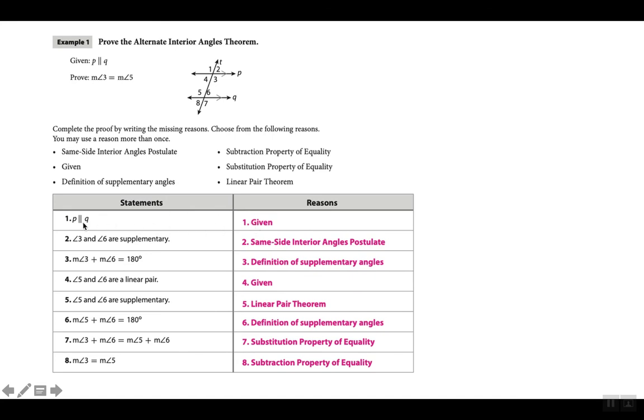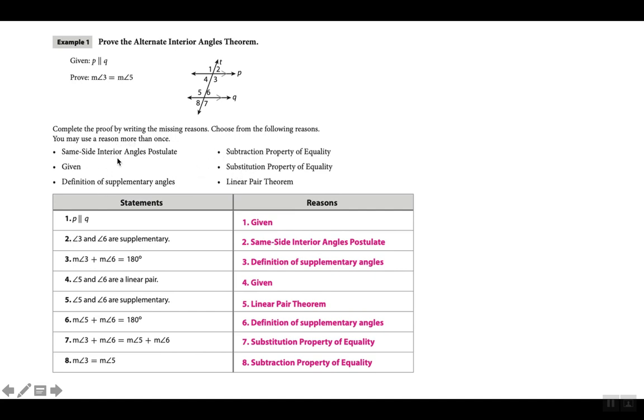Okay, so the first thing I put is the given information. Siempre lo primero que se pone es la información que te están dando y diciendo que esto es un hecho. Okay, que P es paralelo a Q. Okay, so given is the first thing you write. Number 2, angles 3 and angle 6 are supplementary. By the way, we're choosing from these options right here.